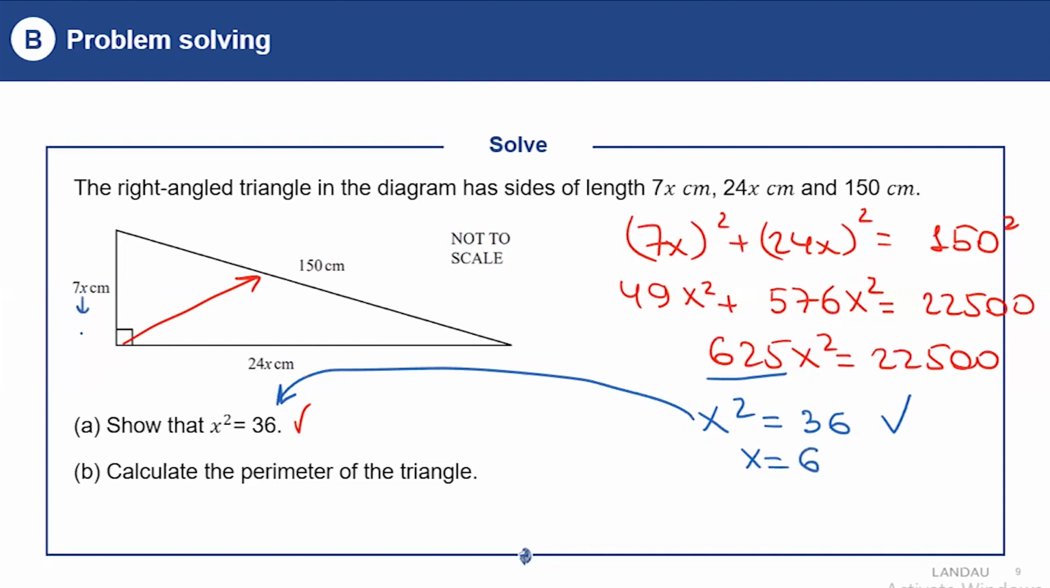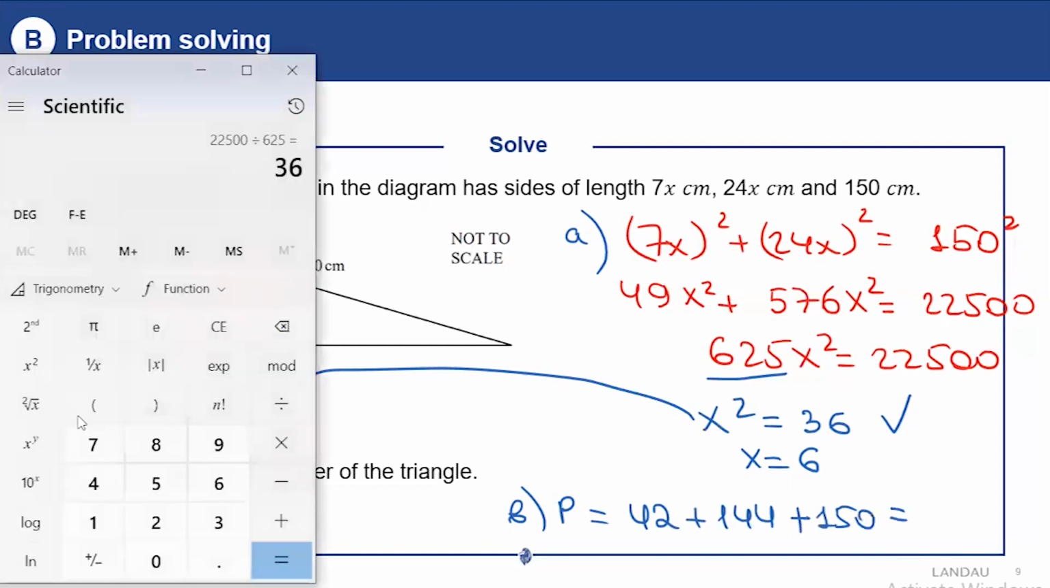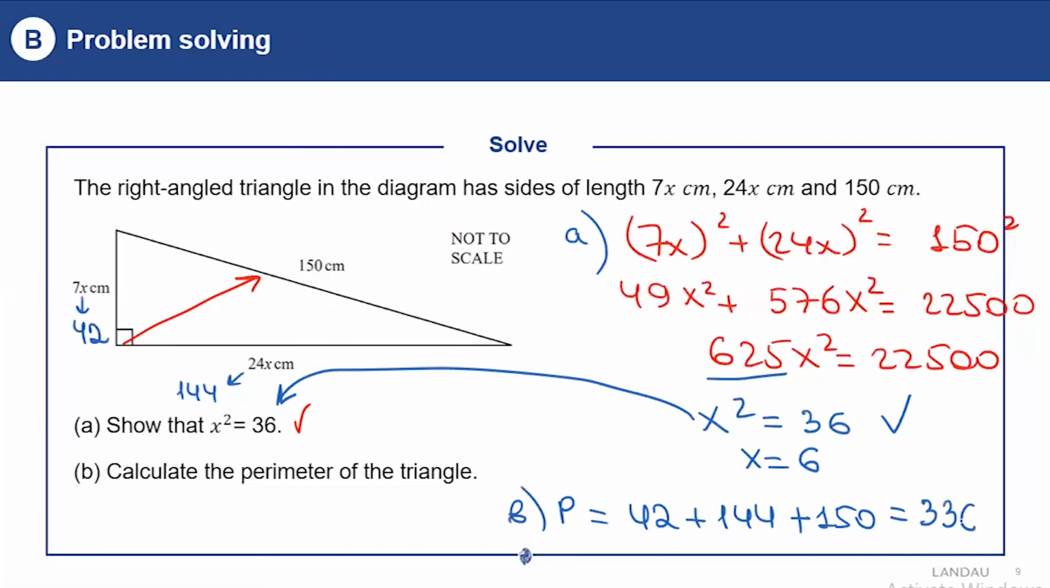So this side will be 42 centimeter, and this side will be 144 centimeter. I just plug 6 instead of x. And again, perimeter, which means we need to add all sides. So perimeter equals 42 plus 144 plus 150, and we will get 336, and the units will be centimeter.